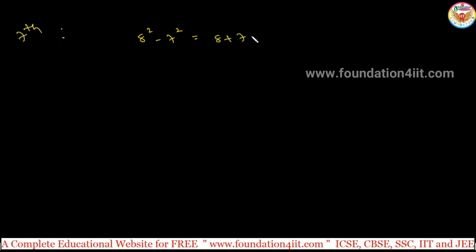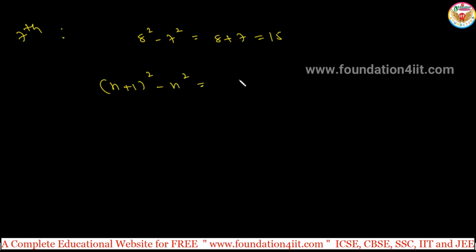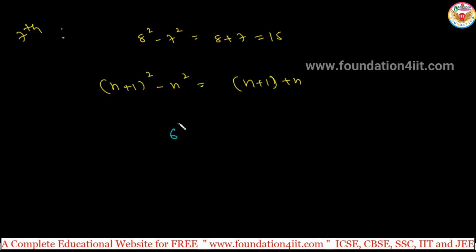For any natural number n, we know that 8 square minus 7 square is just 8 plus 7. Any natural number n in the form of n plus 1 square minus n square, the answer must be n plus 1 plus n. Only the numbers are side by side, consecutive natural numbers. That means 6 square minus 5 square, this answer is 6 plus 5, that is 11.